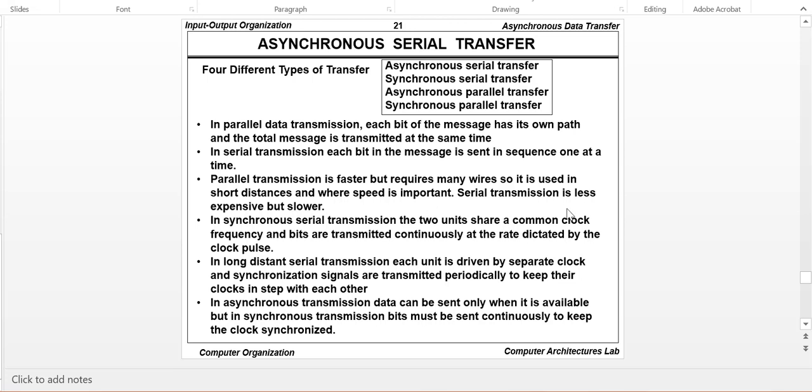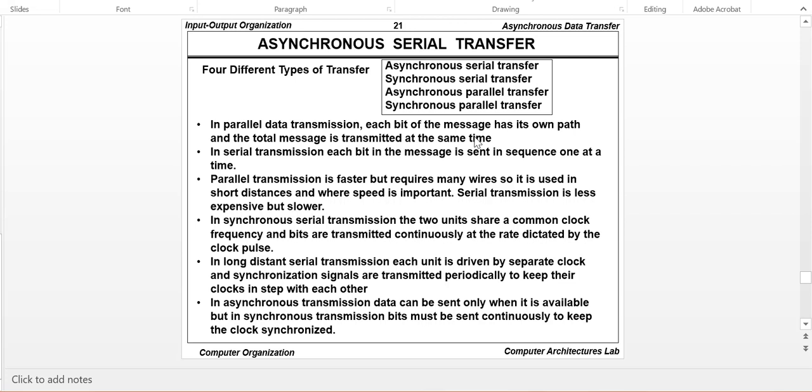Whereas serial transmission is very inexpensive because you require only one single line, but even though it is less expensive, it is slower also. So this is about parallel transfer and serial transfer.